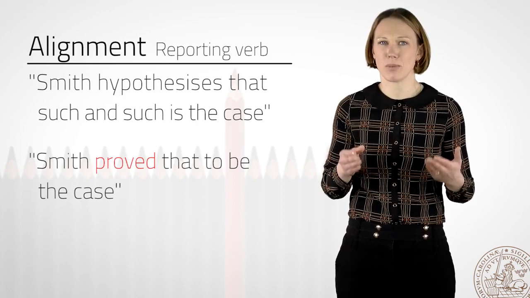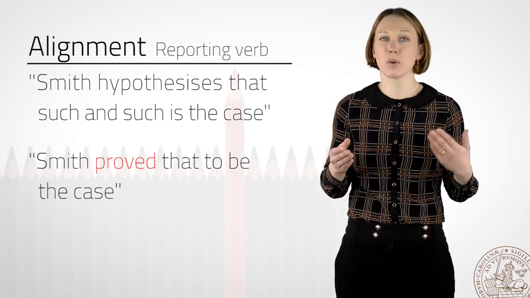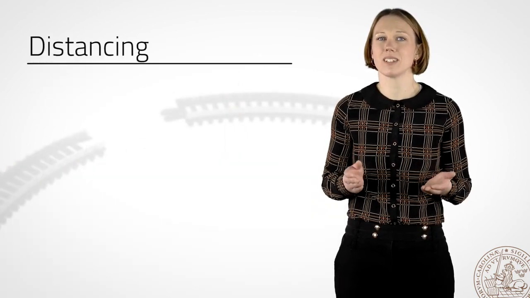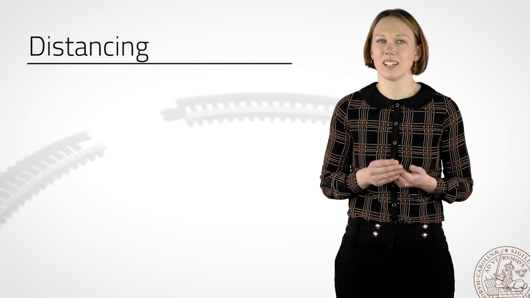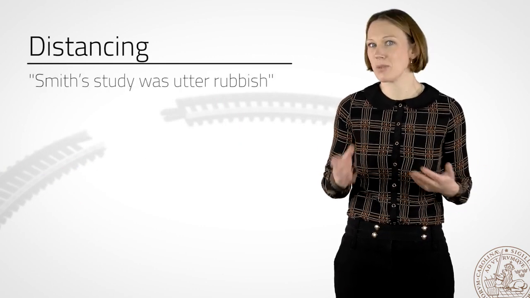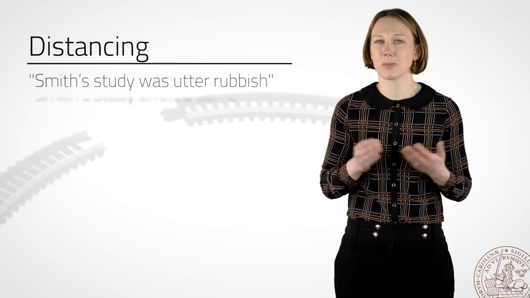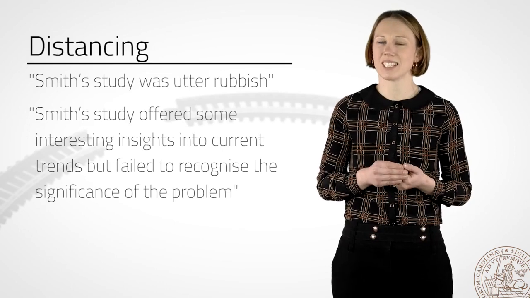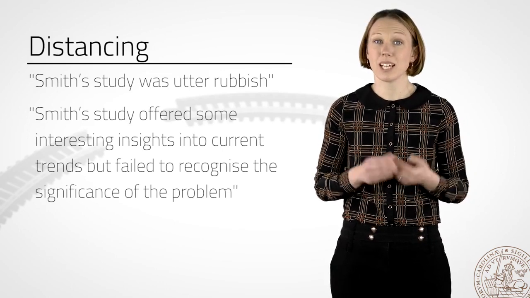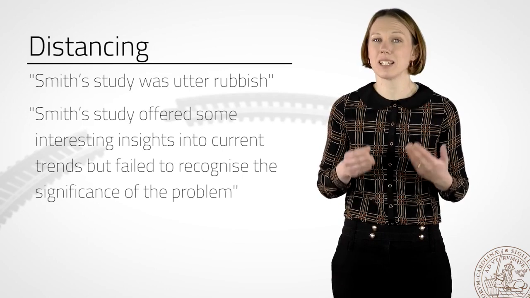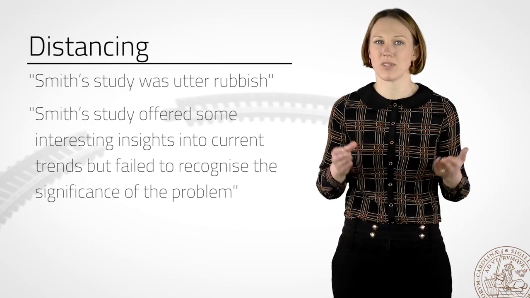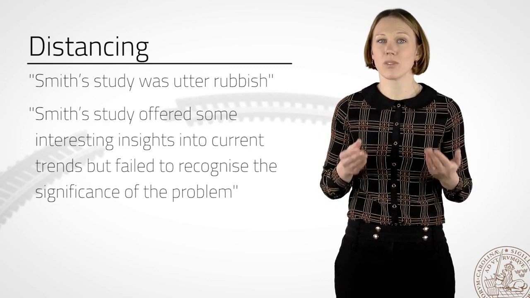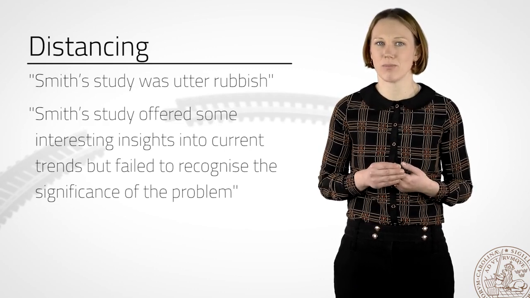Though Smith's claims might have been regarded as proof in the past, perhaps more recent evidence has undermined the original claims. If you want to distance yourself further from the findings of a study, instead of writing something like, Smith's study was utter rubbish, you might write that Smith's study offered some interesting insights into current trends but failed to recognise the significance of the problem. As you will notice, there are academically sound ways of disagreeing with the findings of a previous study. You just have to be specific about the particular problems that you see without dismissing the work in its entirety.